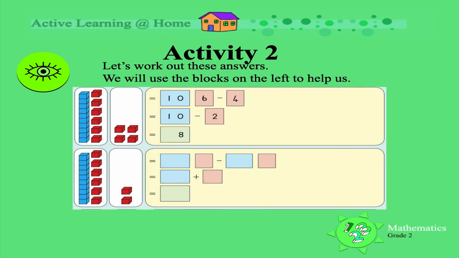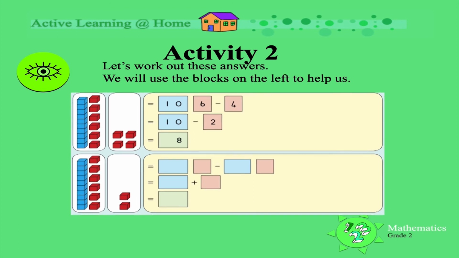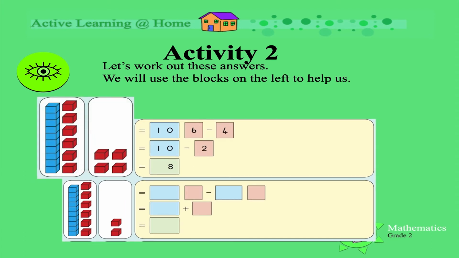Activity 2. Let's work out these answers. We will use the blocks on the left to help us. If we have a look on the left-hand side, you've got one group of 10 and 6 ones, which is 16. And on the right-hand side, you've got 0 groups of 10 and you've got 4 ones.